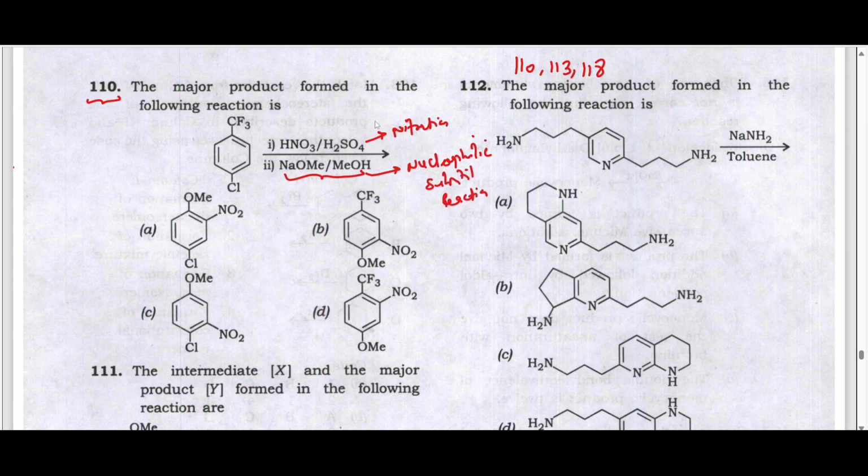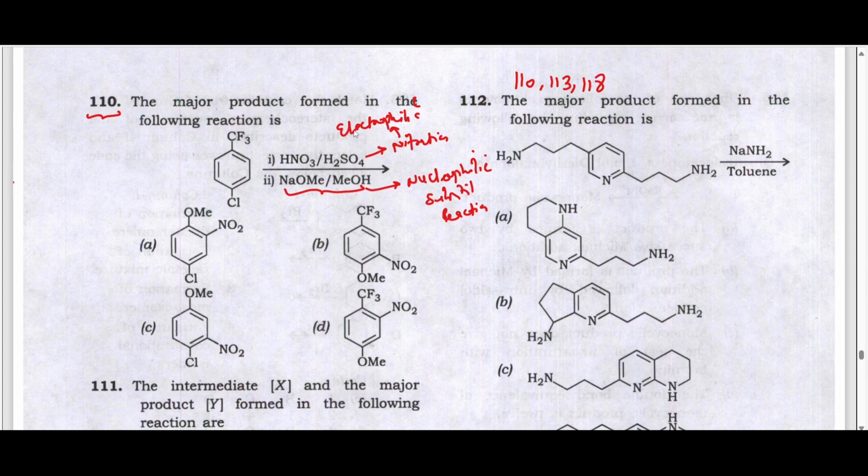And you know nitration is electrophilic substitution reaction. So this reaction will occur through two steps. First step is electrophilic substitution reaction and second is nucleophilic substitution reaction. So in the first case, your electrophile will be NO2 positive. And obviously this nitro group will attach at more electron rich position.